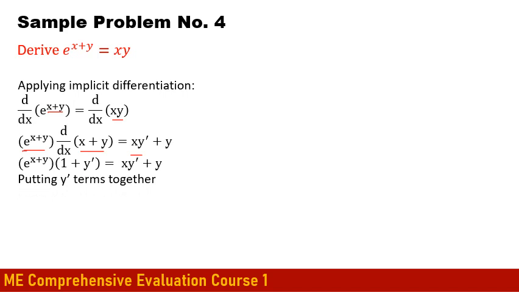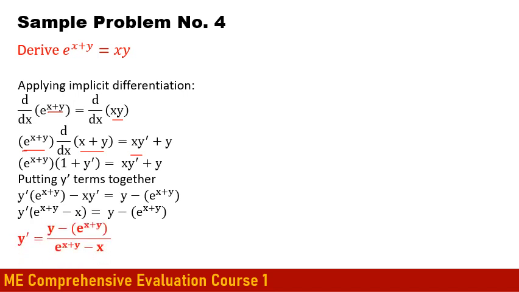So putting the y prime terms together, we obtain this equation, and then we extract y prime, and finally we divide both sides by e to the power of x plus y minus x, so that we can obtain the value of y prime. And that now represents the first derivative of the given function.